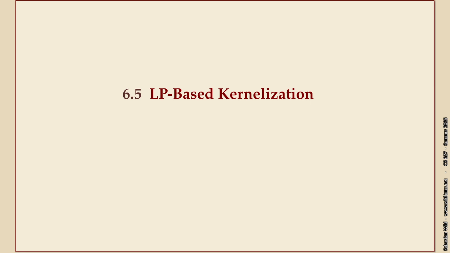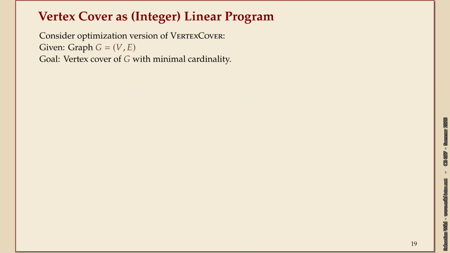In this section, we'll look at how to use linear programming relaxations to get kernelizations for problems that we've seen before, and indeed better kernels, or smaller kernels, than what we've achieved with our more ad hoc reduction rules before. And we'll revisit our good old friend vertex cover. Remember, it's one of those really well-studied FPT problems.